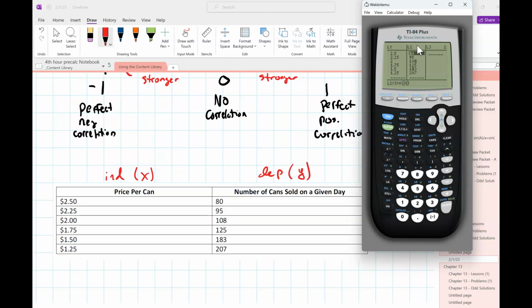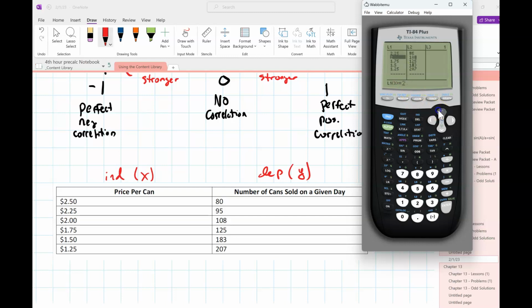Now, most of us, when we went in here, these lists were blank, right? Let's talk about what you can do if they're not blank. So let's say that I accidentally typed in an extra number down here. Oh no, how do I get rid of the 5? Well, I can just move my cursor onto 5 and press enter, and it deletes it.